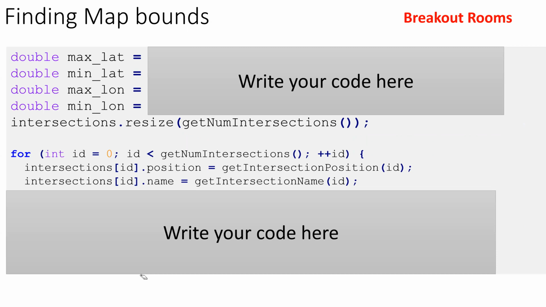Students ask, does libstreetmap, the API we give you, include the maximum longitude and maximum latitude and so on? And the answer is no, it doesn't, but you can compute them from the data we give you. We're trying to draw intersections, so what we can do is go through all the intersections looking for the maximum latitude and minimum latitude and so on.